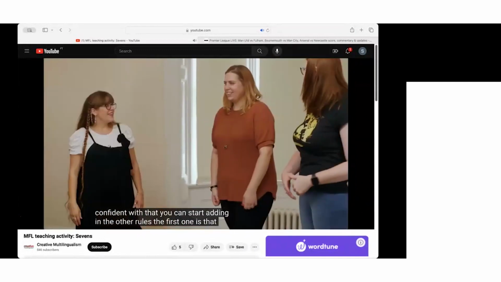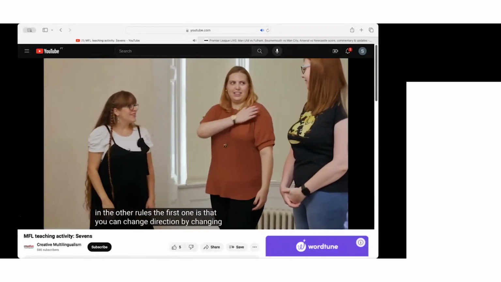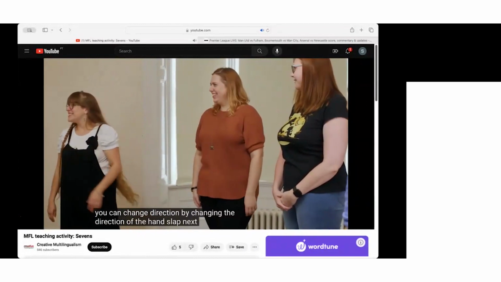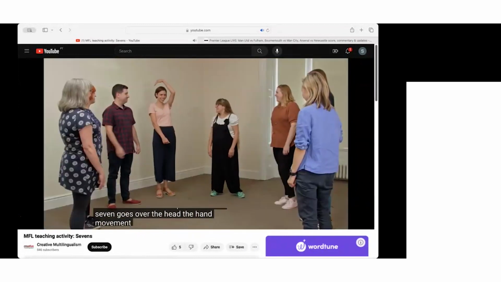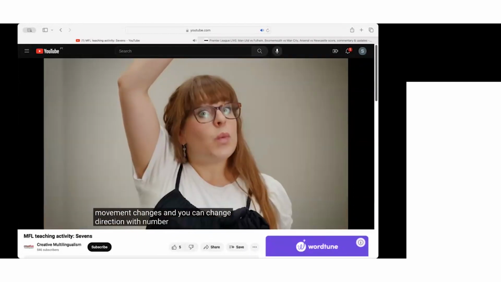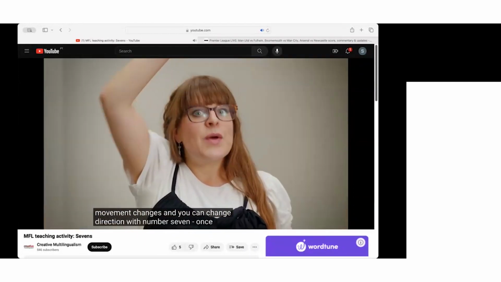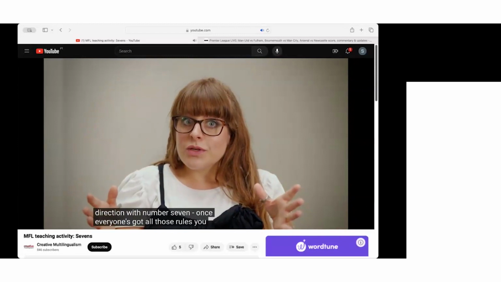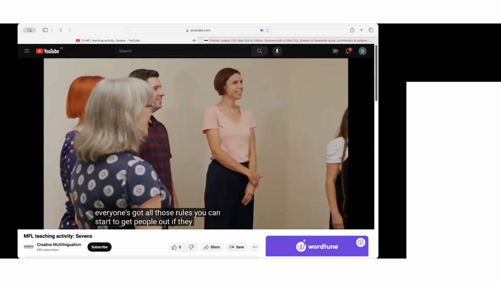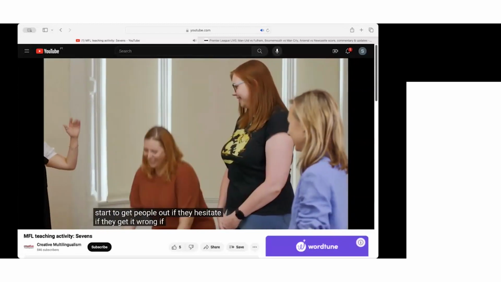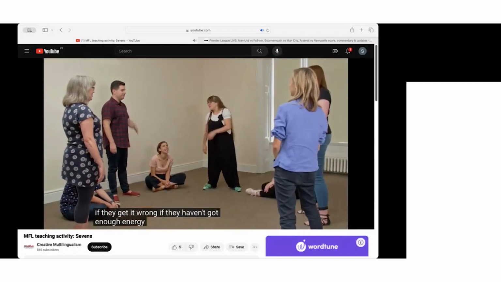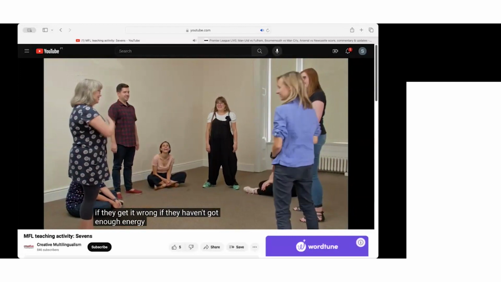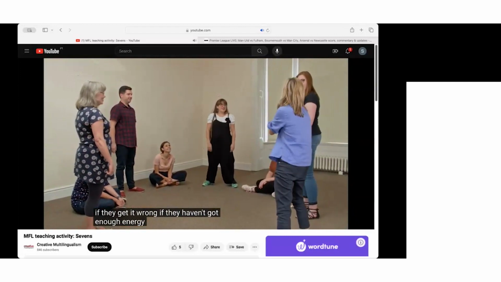The first one is that you can change direction by changing the direction of the hand slap. Next, number 7 goes over the head. The hand movement changes, and you can change direction with number 7 too. Once everyone's got all those rules, you can start to get people out. If they hesitate, if they get it wrong, if they haven't got enough energy. 1, 2, 3, 4, 5, 6, 7.